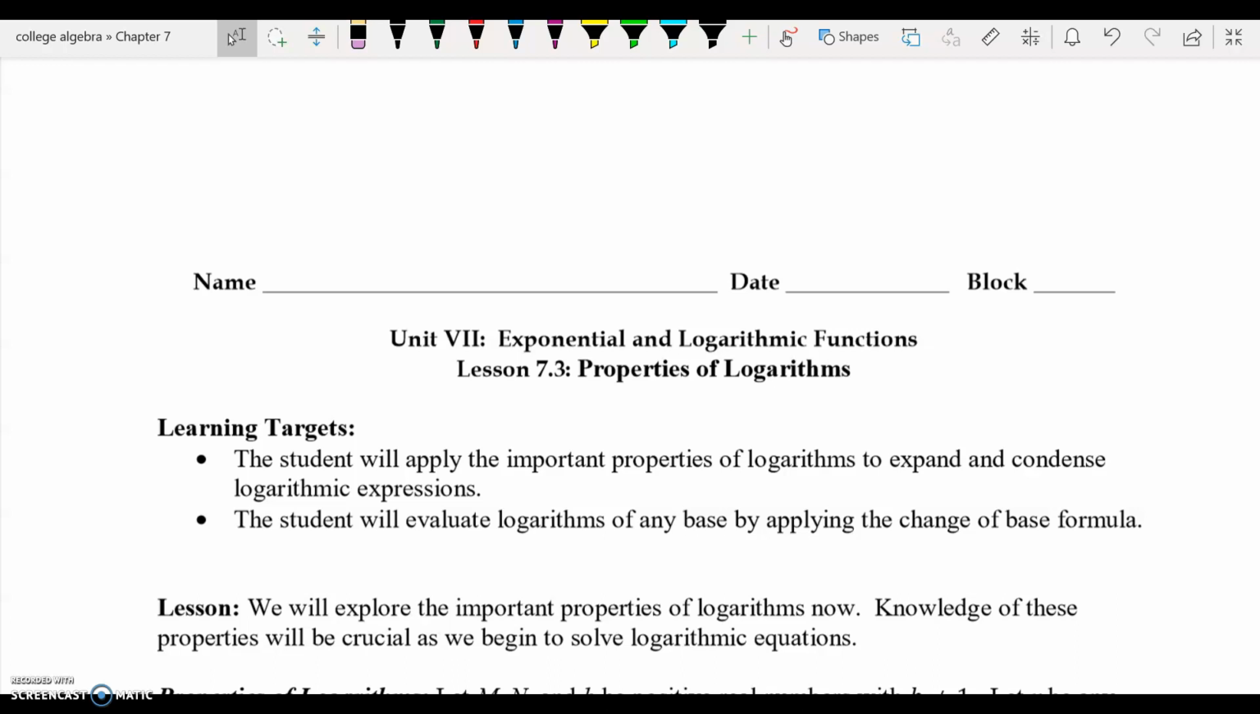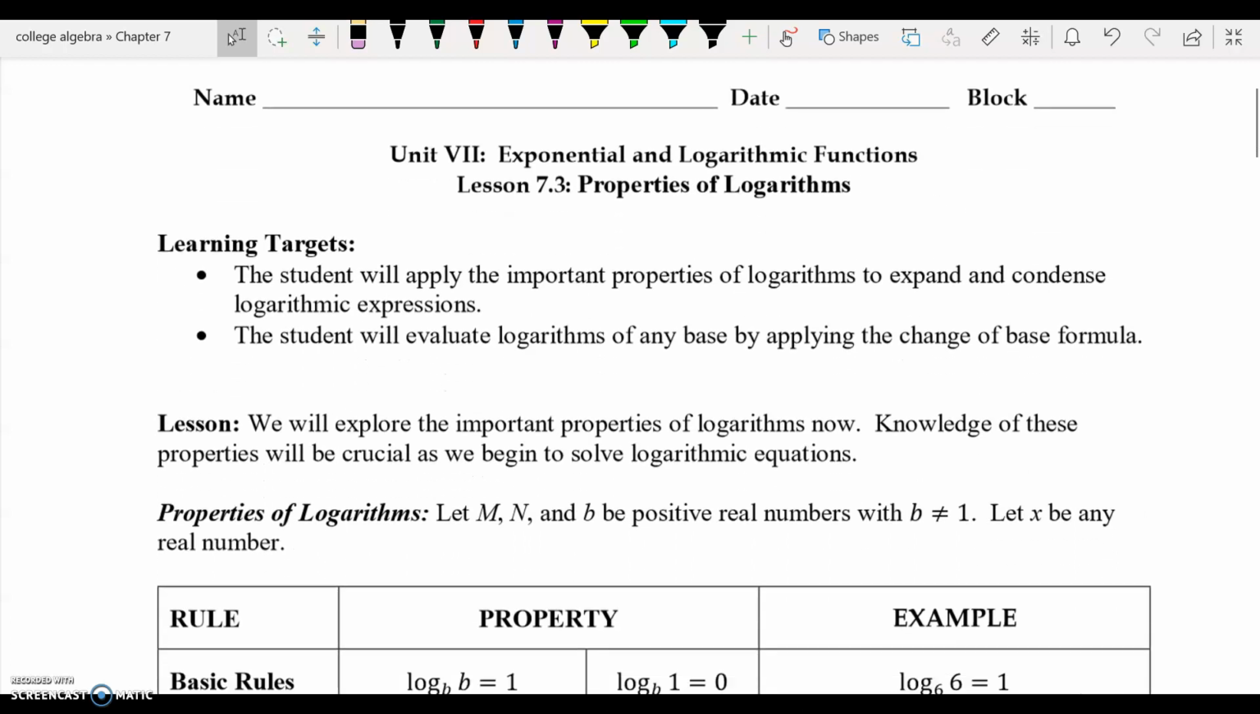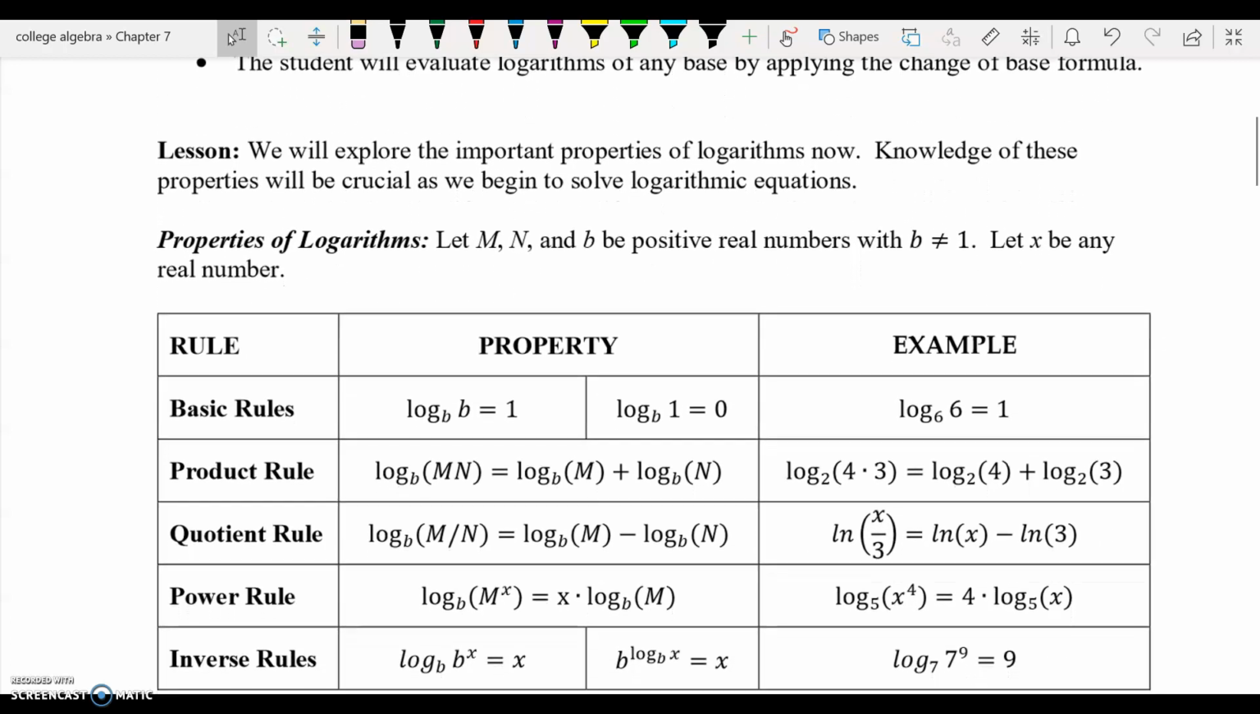So today's stuff, we're going to talk about the properties to expand and condense logs, and then we're also going to talk about any base the log by applying it to change the base of the formula. So all these examples, the numbers are going to be positive, and I threw examples in there. I'm also going to attach the notes that I filled out for this. There are a couple of other examples I want to fill in as well, though, that are very important to write down. I'll tell you which ones those are.